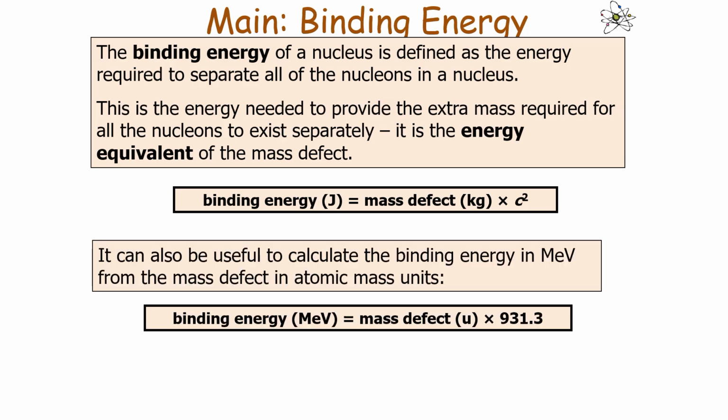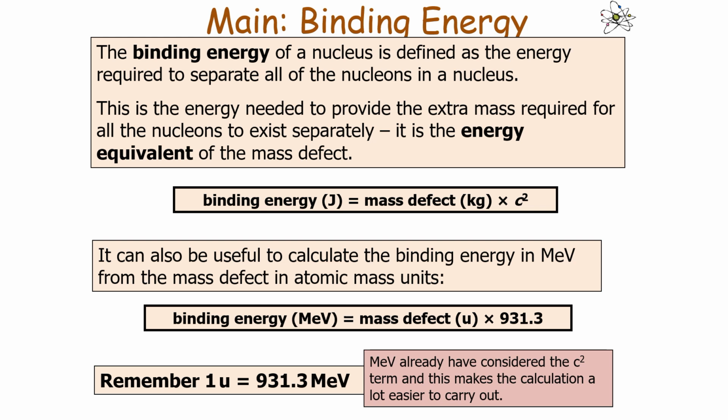Now it can also be useful to calculate the binding energy in MeV from the mass defect in atomic mass units, where binding energy in MeV is equal to the mass defect in U times 931.3. Because remember, 1 U is equal to 931.3 MeV. So it'll make the equation a lot easier to carry out.